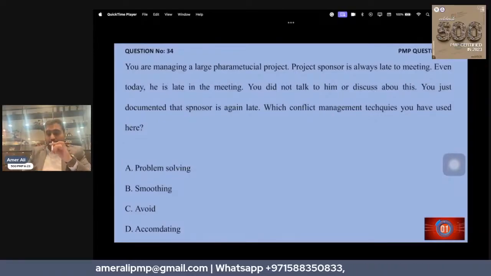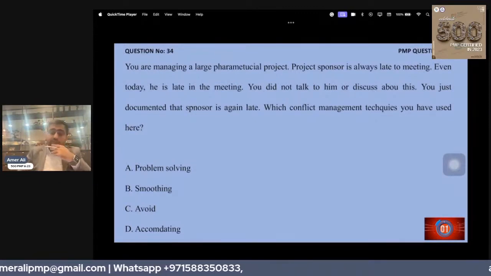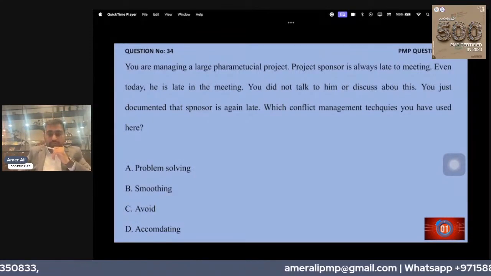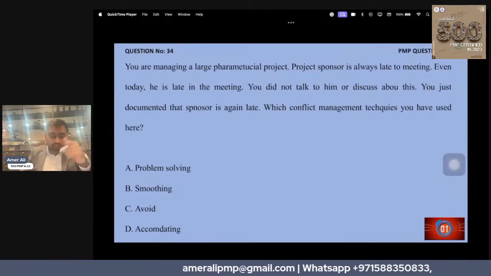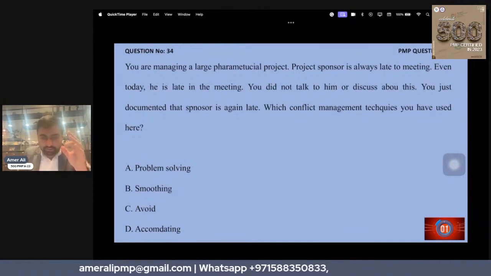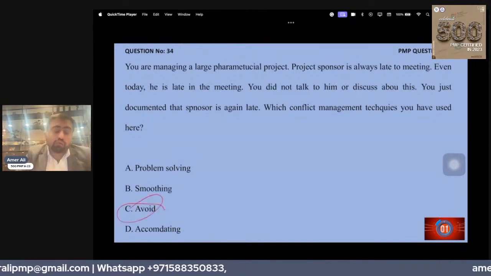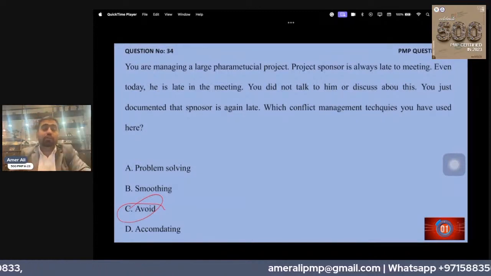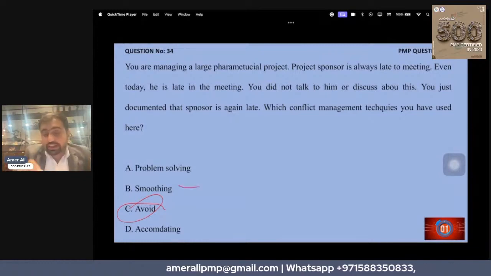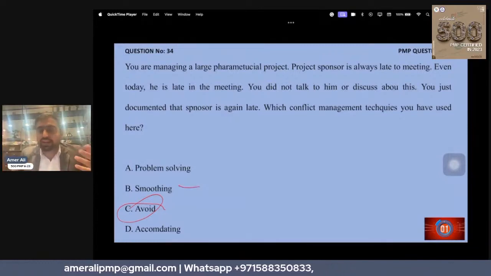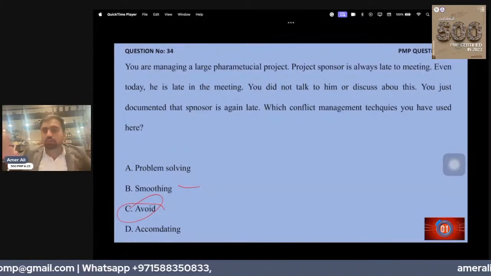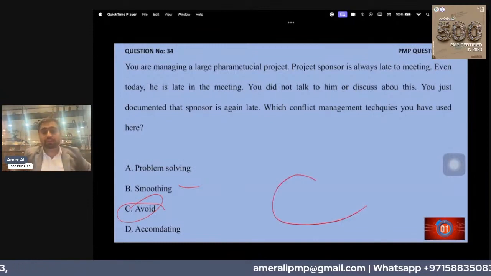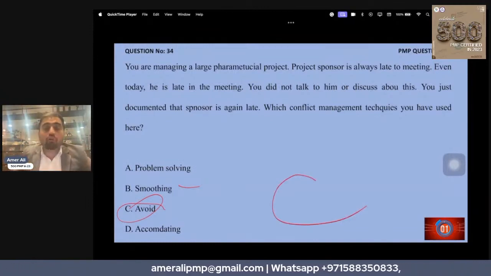You're managing a large pharmaceutical company project, and a team member is always late. Even today, he is late to the meeting. You did not talk to him. You just document that. Now this is the classical example. You are avoiding the conflict. You did not talk to him, you are just documenting him. You are avoiding the conflict. How could it be smoothing? It could be smoothing if you talk to him and he says, I was late, I will try to come on time, and you say, okay, we'll discuss it later on. Then that would be smoothing. This is avoiding the conflict. That's a classical example of avoiding the conflict.